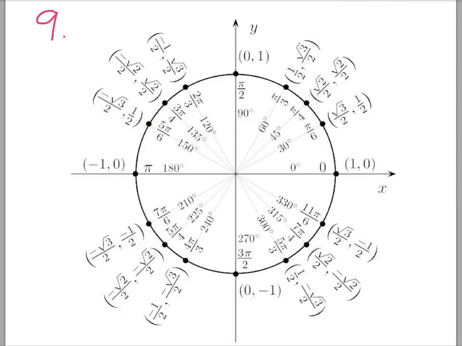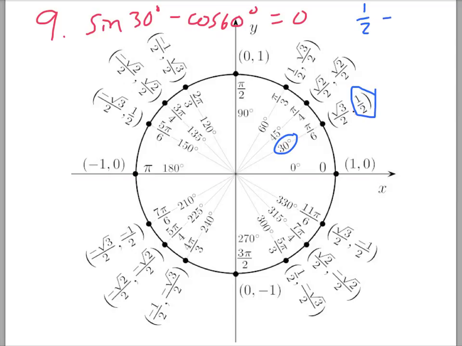Okay, number 9, we have sine of 30 degrees minus cosine of 60 degrees equals 0. So when we're looking at this, are they equal? Well, let's find out. Sine of 30 degrees, remember sine is the y value. Here's 30 degrees, the y value is 1/2. So 1/2 minus, well, what's cosine of 60 degrees? Here's 60 degrees, cosine number is x. That's 1/2. 1/2 minus 1/2 is 0. That's true.